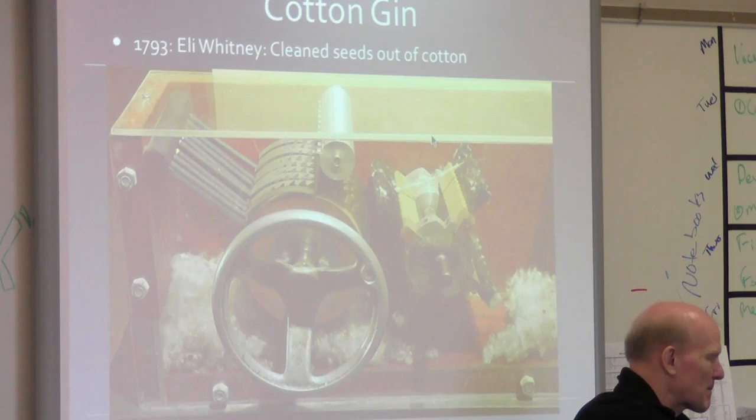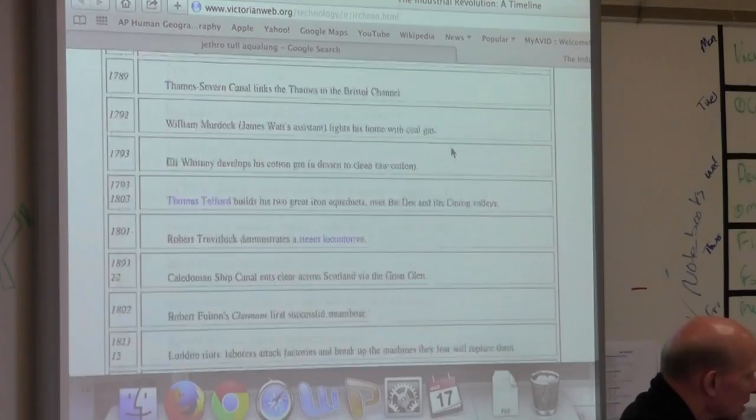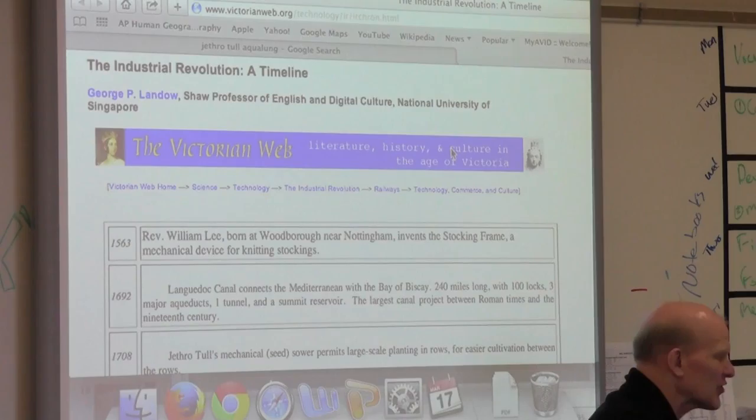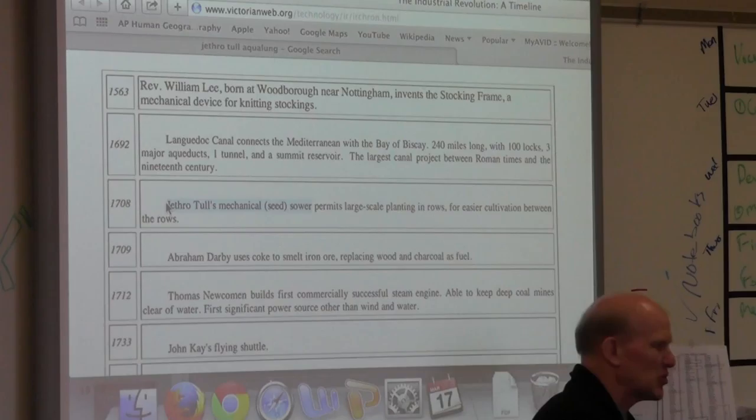Okay, so here's a timeline. There's a couple more inventions of the Industrial Revolution that you will need to know. So let me highlight those. This is why I said the 1500s. The stocking frame is the first kind of invention. You should know Jethro Tull and the seed drill, it is most commonly called.